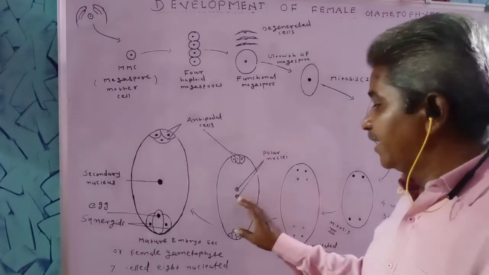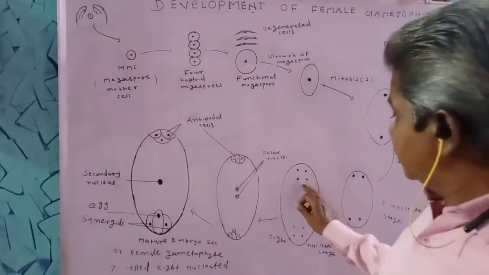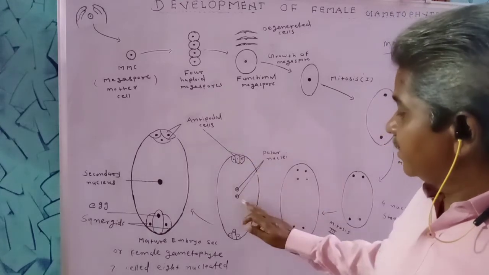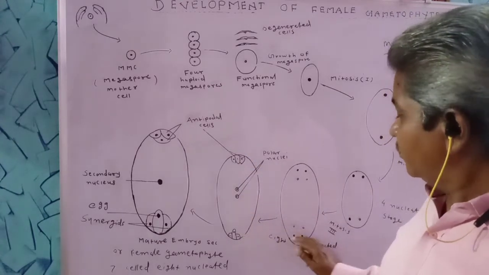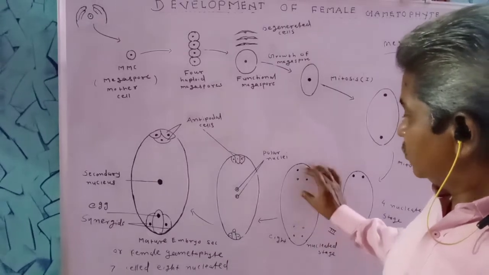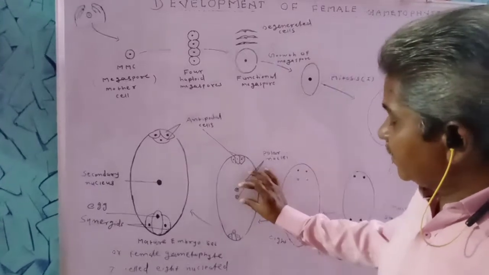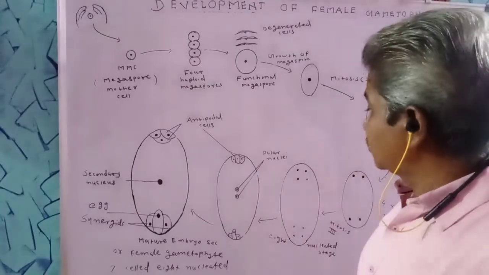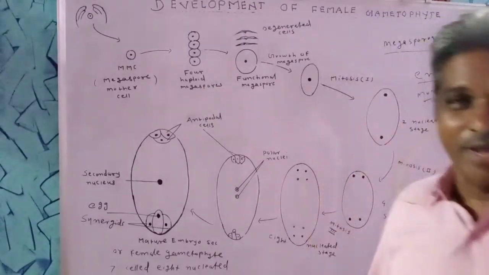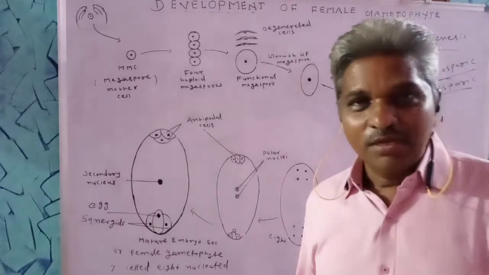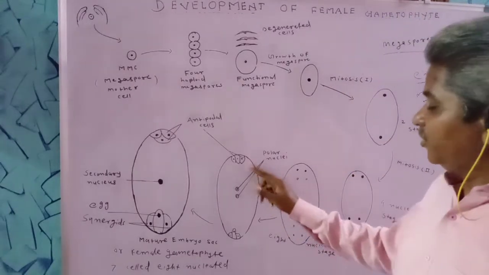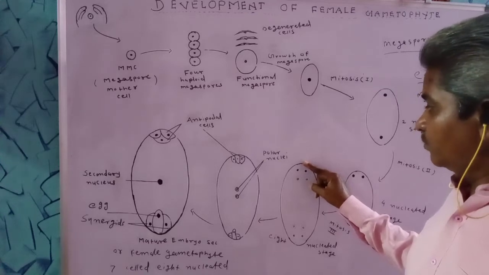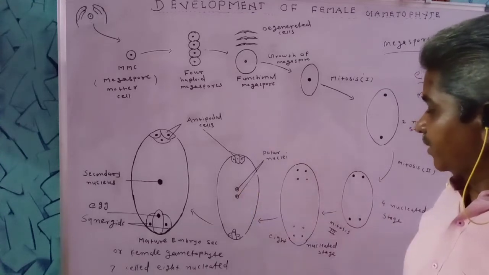Out of these 8 nuclei, one nucleus from each pole, that is one nucleus from the chalazial end and another nucleus from the micropylar end, are collected at the center and called polars. Why are these two nuclei called polars? These are coming from each pole, that is, from the chalazial pole, one nucleus migrated.